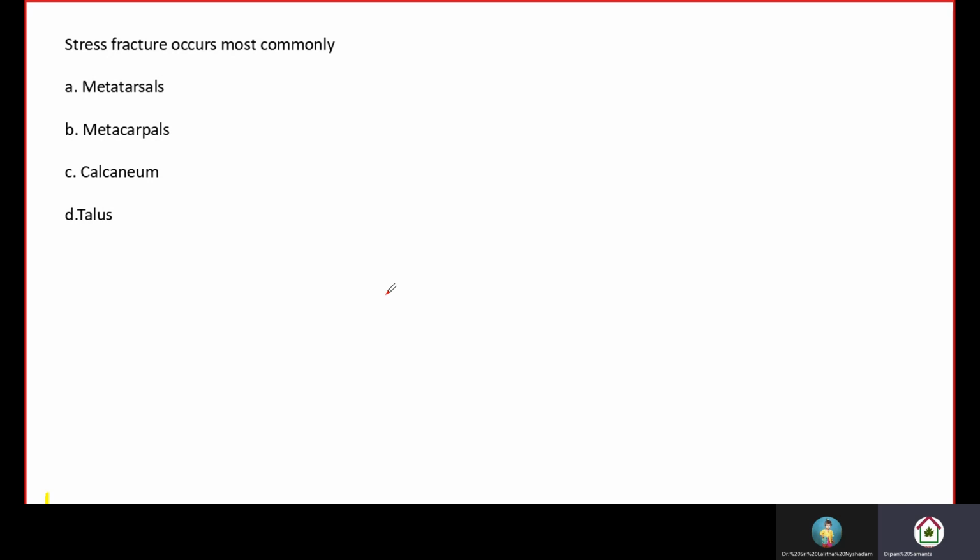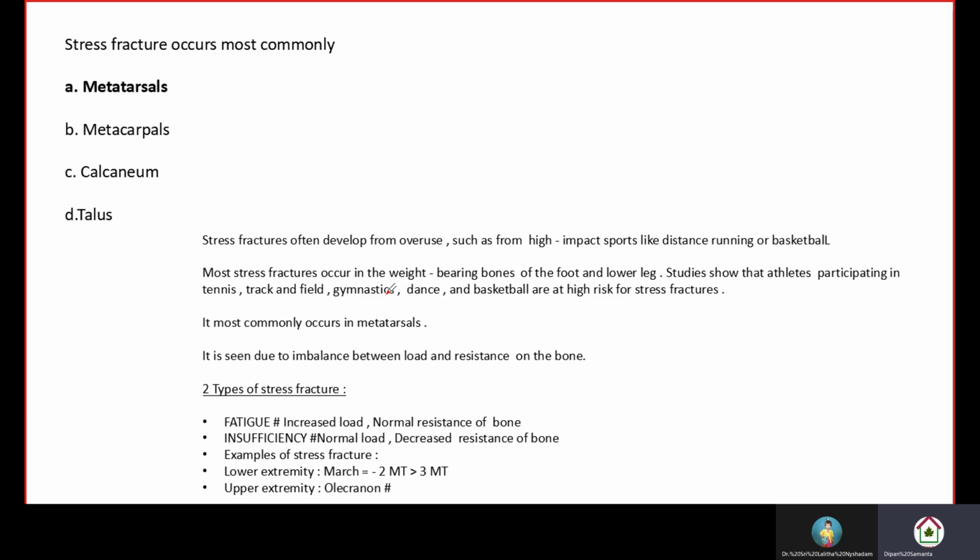Stress fracture. First question: stress fracture occurs most commonly in which bone: metatarsal, metacarpals, calcaneum, talus? And the answer will be metatarsals. So stress fractures develop from overuse, high impact sports like distance running or basketball. Most stress fractures occur in weight bearing bones of the foot and lower leg.